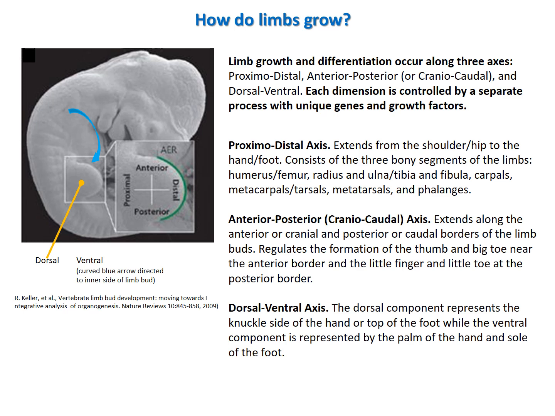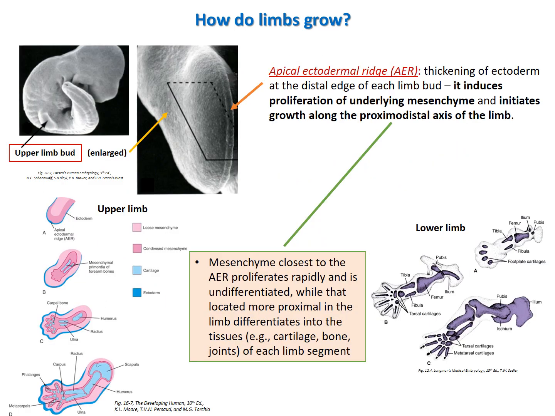The third axis is the dorsal ventral axis. The dorsal component of this axis represents the knuckle side of the hand or top of the foot, while the ventral component is represented by the palm of the hand and sole of the foot. Initiation of limb outgrowth occurs by growth factors expressed in the lateral plate mesoderm prior to limb bud formation.